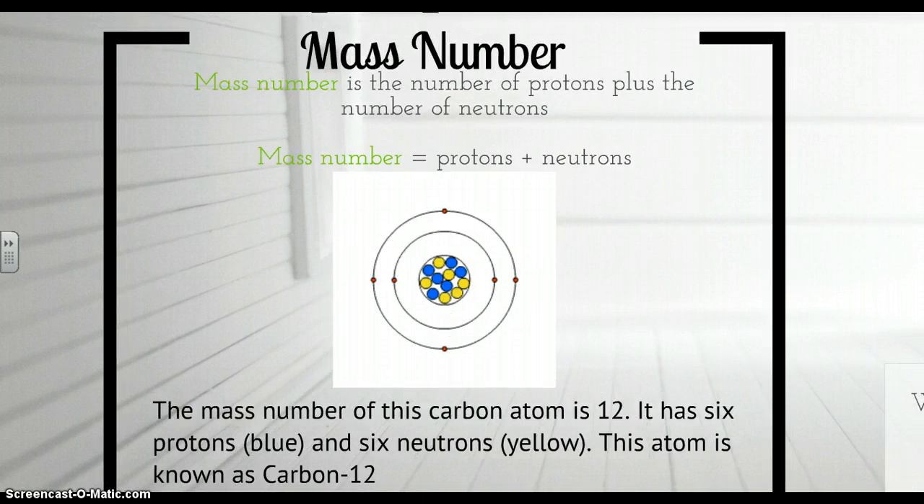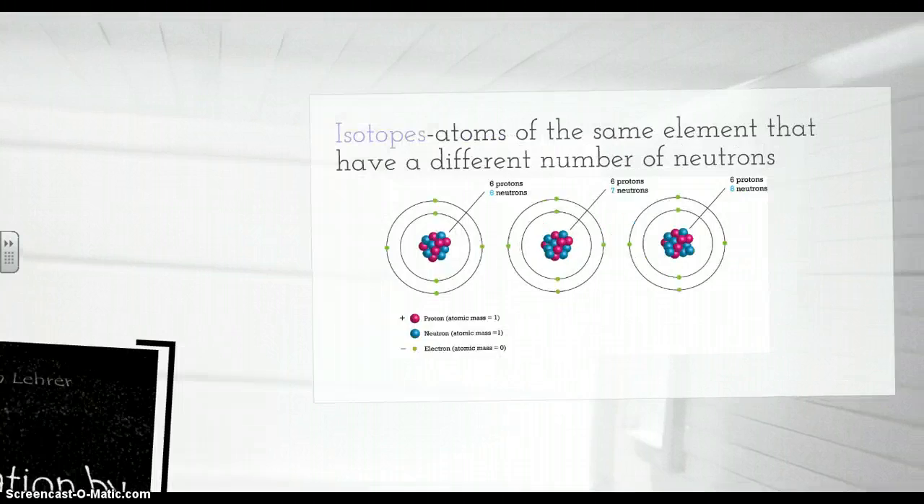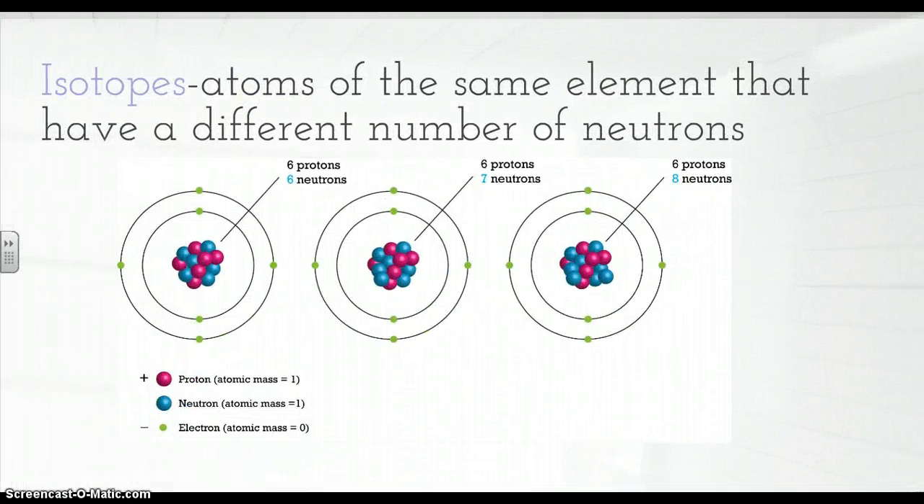And if we go back to our example where we had the different isotopes, this first one would be named carbon-12 because there's 12 subatomic particles in the nucleus. The second one, what do you think that one would be named? You got it. It would be called carbon-13 because there's 13 subatomic particles in the nucleus. And the last one would be carbon-14 because there's 14 subatomic particles in the nucleus.